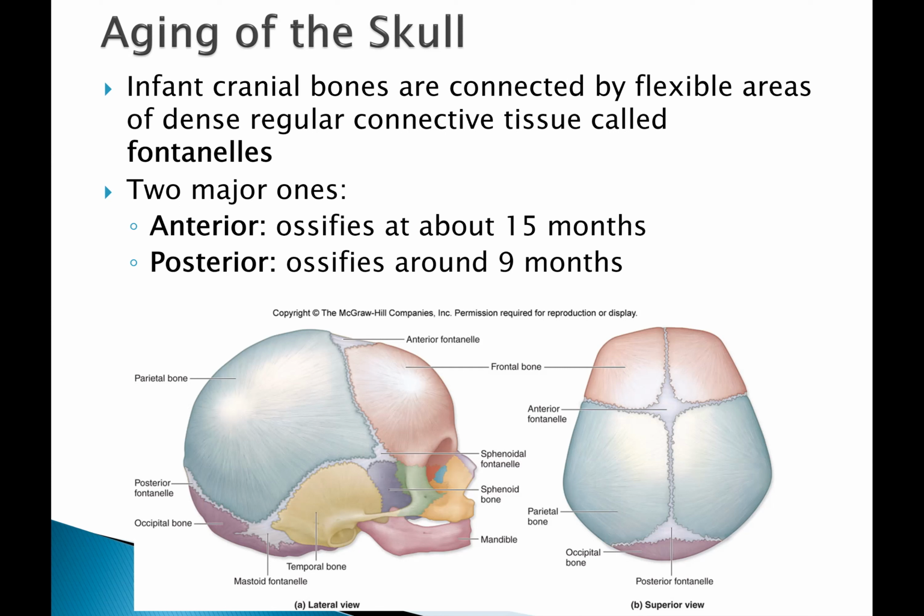Can you guys think of a reason why an infant may have these fontanelles where it's a little more flexible and where you have these bones separated? Like, why would an infant have that?